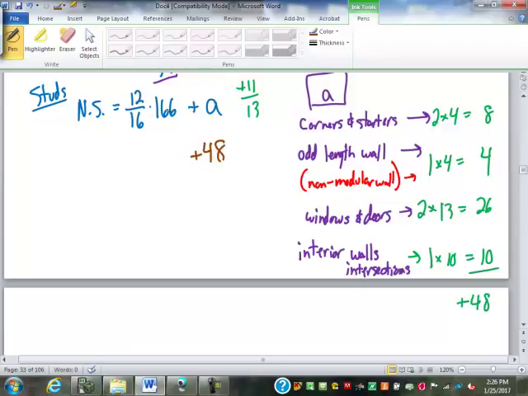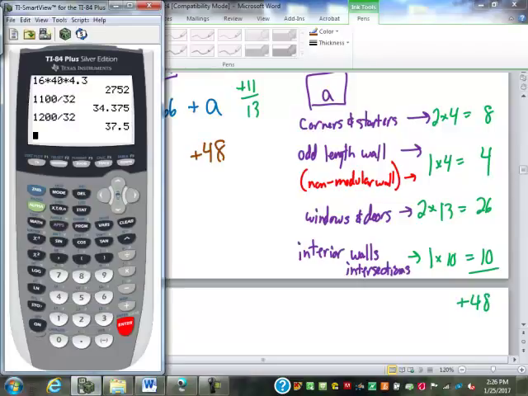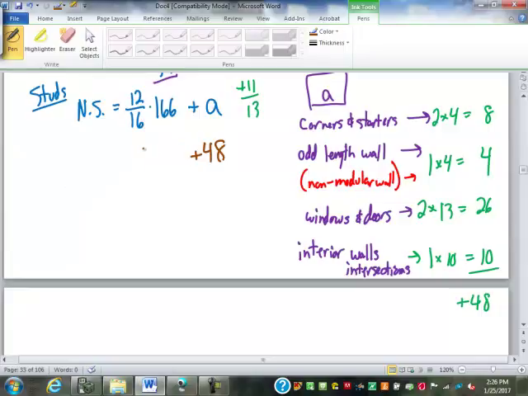So 12/16 times 166. So 12 divided by 16 times 166. Now this comes out to 124.5, which means we round it up to 125. So that's going to be 173 studs.